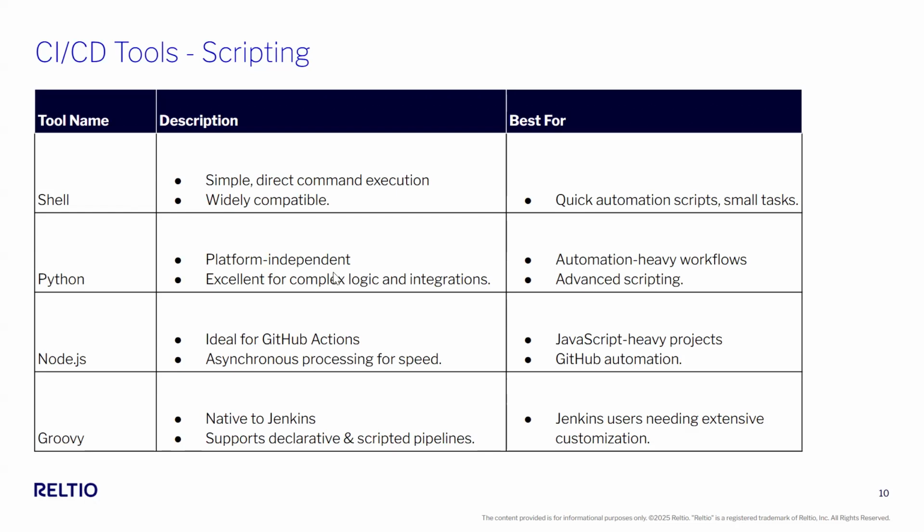Python is a very popular scripting language, platform independent, and works very well for complex logic and integrations. It supports automation heavy workflows, and very advanced scripting. Node.js is ideal for GitHub Actions. It supports asynchronous processing for speed, and it's best for JavaScript heavy projects and GitHub related automations. Finally, Groovy, that is native to Jenkins, and it supports declarative and scripted pipelines, very powerful again. It's suitable for Jenkins users who need extensive customization, right?